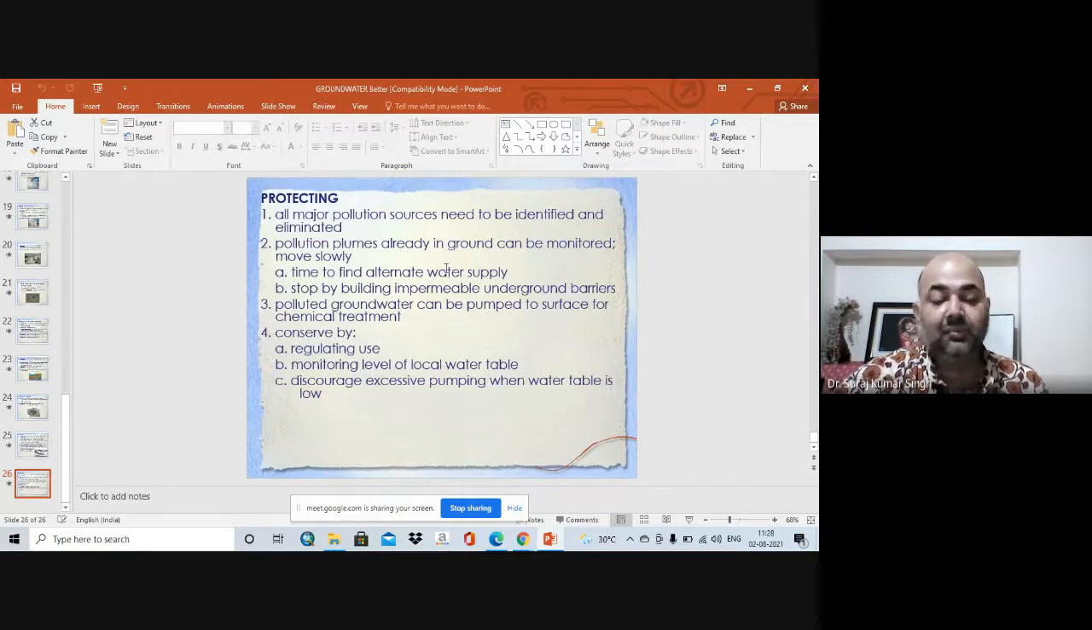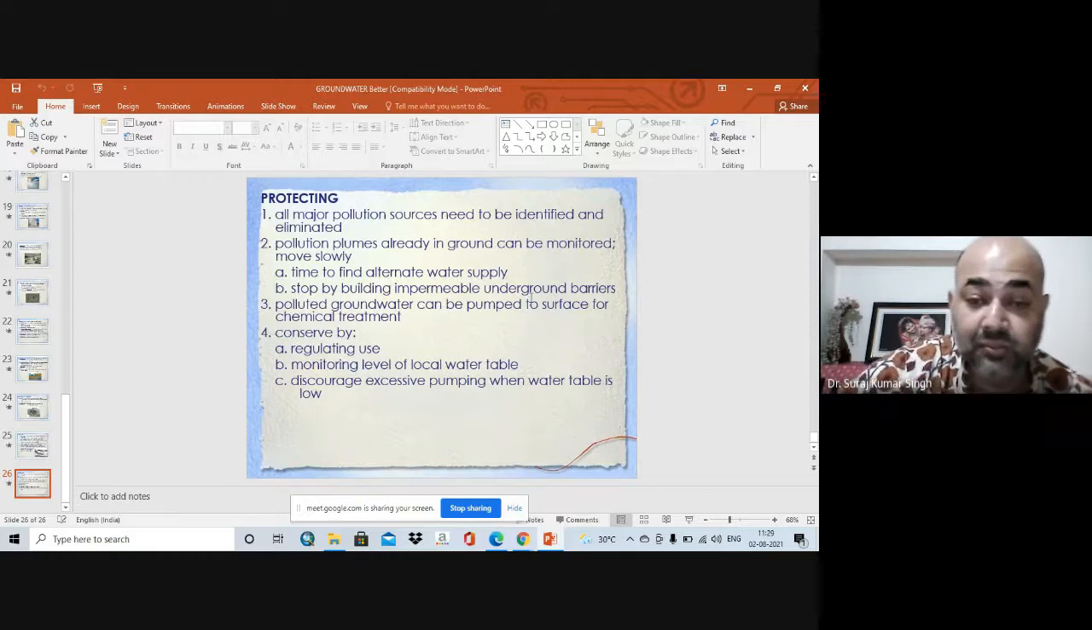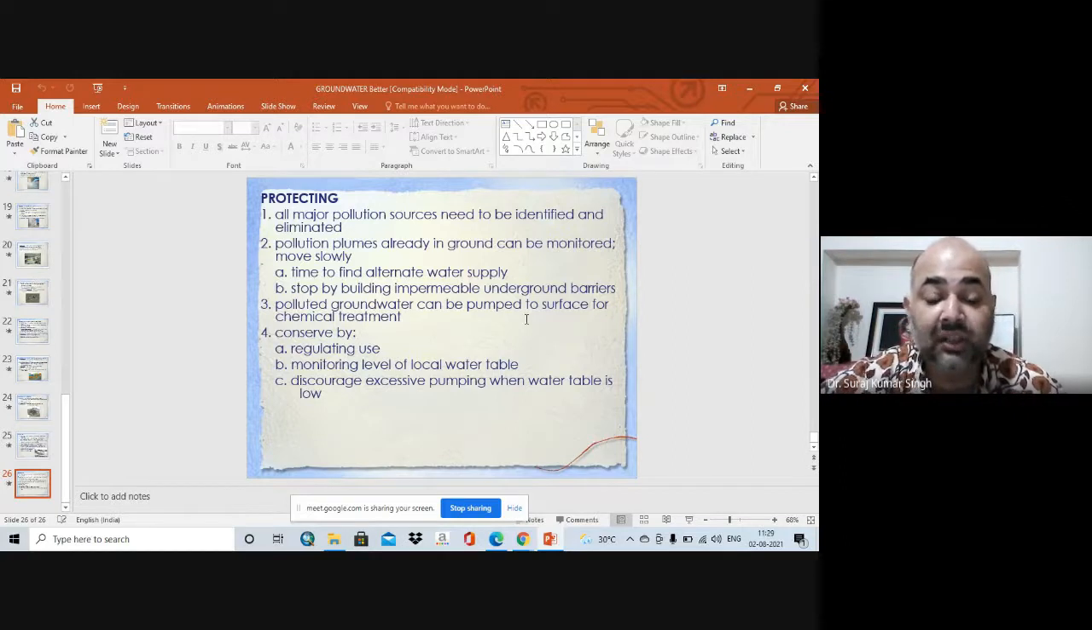Finally, we must protect: all the major pollution sources need to be identified and eliminated. The water has to be filtered and then transported. The pollution plumes already in the ground can be monitored over time to find an alternative water supply, or stopped by building impervious underground barriers. Polluted groundwater can be pumped to the surface for chemical treatment, and we can conserve by various kinds of regulated use, monitoring the levels of the local water table, and discouraging excessive pumping when the water table is low.